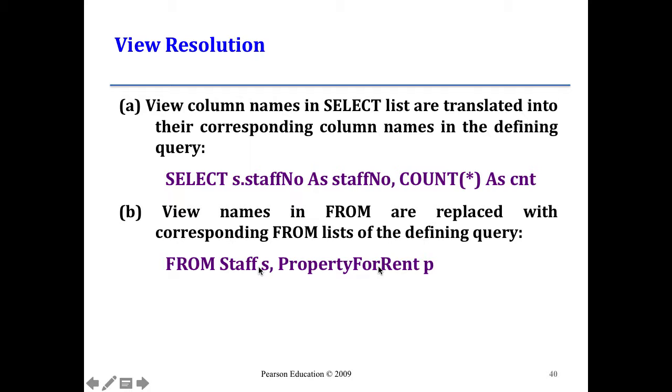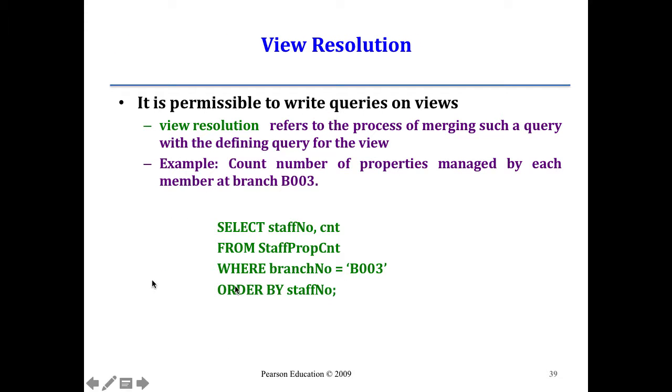So now we've replaced the columns with the columns from the base relations, and we've replaced the view name with the underlying base relations. Next, we have to tackle the query itself, the selection query. So how are we going to handle that? It turns out to be a merger.